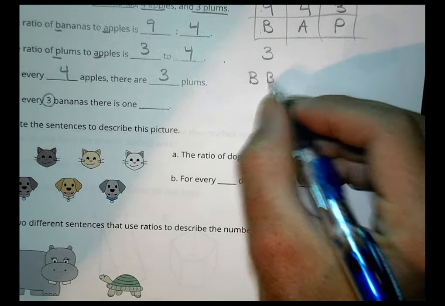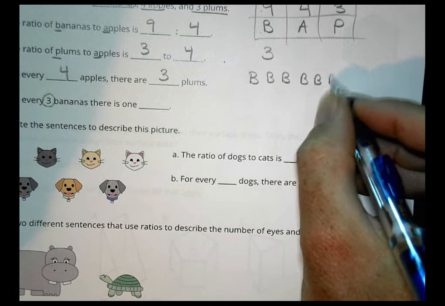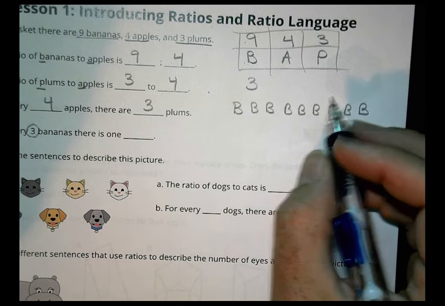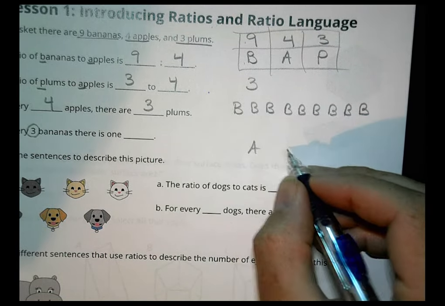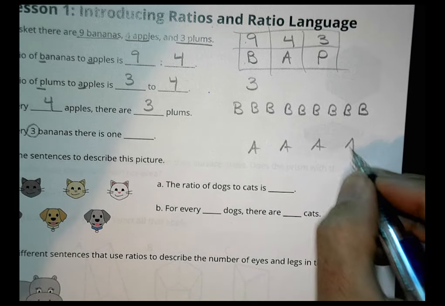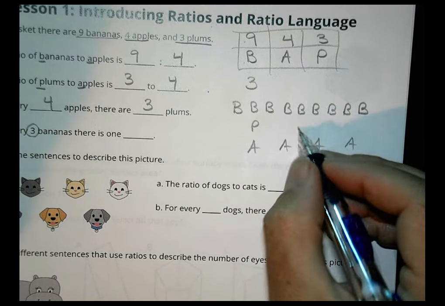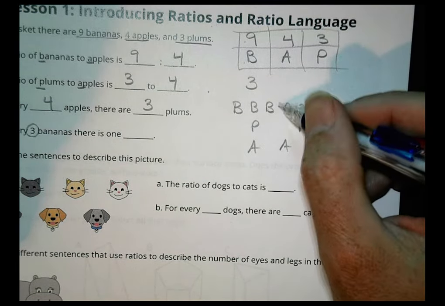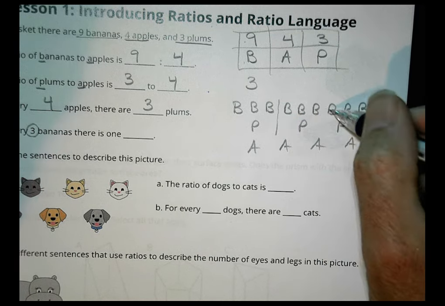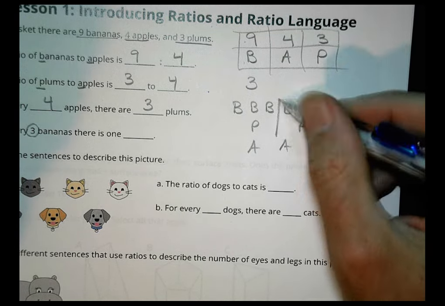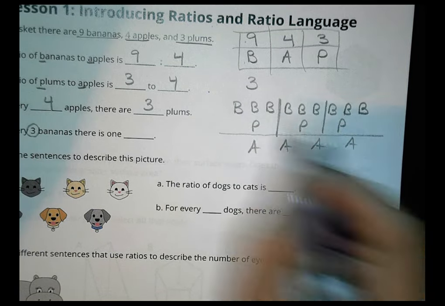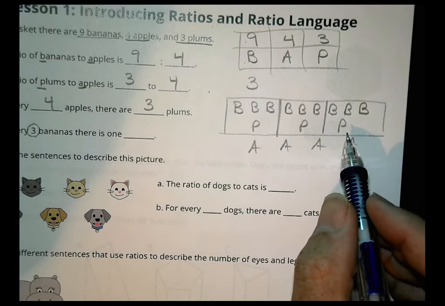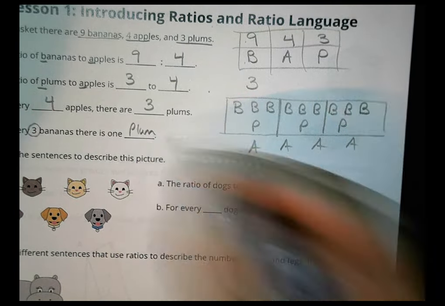We have 1, 2, 3, 4, 5, 6, 7, 8, 9 bananas, right? For apples, we have 4 apples. All right, so we have apple, and an apple, and an apple, and an apple. And plums, we have plum, plum, and plum. Okay? So, with the bananas and the plums, I can quickly see an easy relationship between those guys there, right? For every 3 bananas, what do I have? I have 1 plum. That's pretty easy.